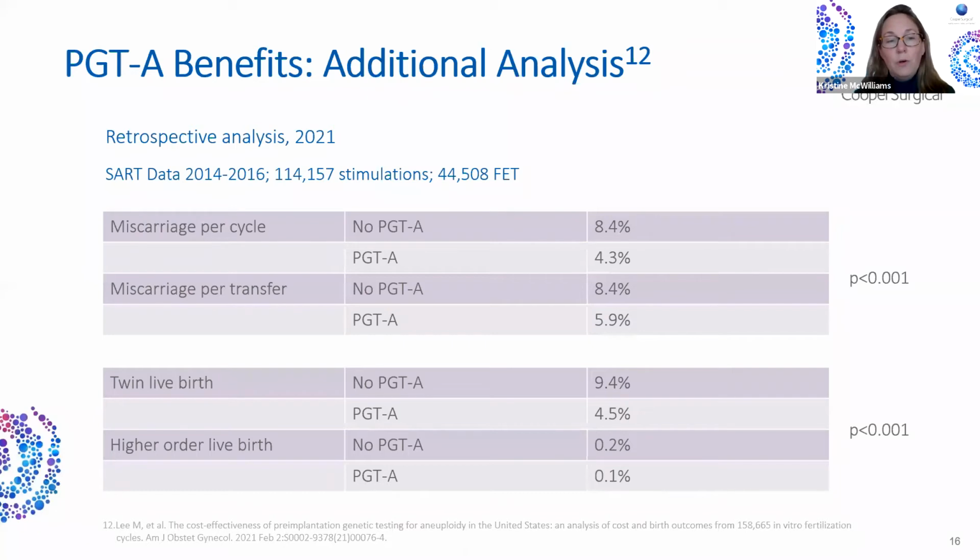And below, I think we've seen this really from a number of studies, but I wanted to highlight also that PGTai also afforded a reduction both in twin live births as well as higher order live births, and these findings were again significant.